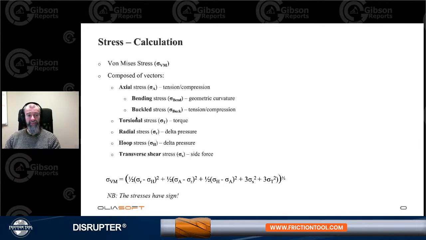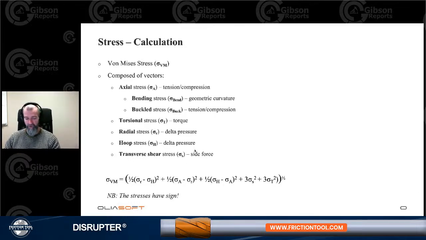The torsional stress is related to the torque, and then we have the ones related to the delta pressure, which are the radial and the hoop stress, and we have the transverse shear stress, right? So all of these have more or less straightforward formulas. They depend on the parameters that I've listed here, and then you combine them in this rather long equation, and you end up with a von Mises stress.